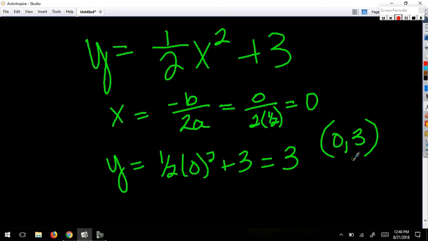Before we move on and graph, give me a thumbs. I can find the vertex of any equation you give me. Okay.